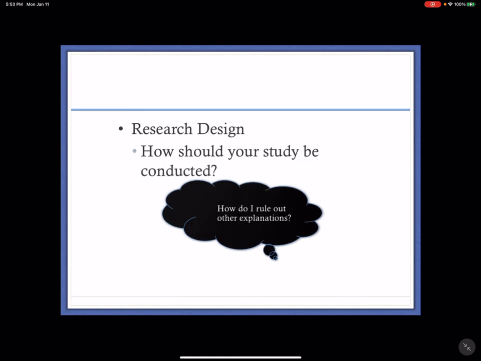Research design. How should your study be conducted? And we're going to go over that as well in a future lecture. But the whole point of a research design is that we want to rule out other explanations.